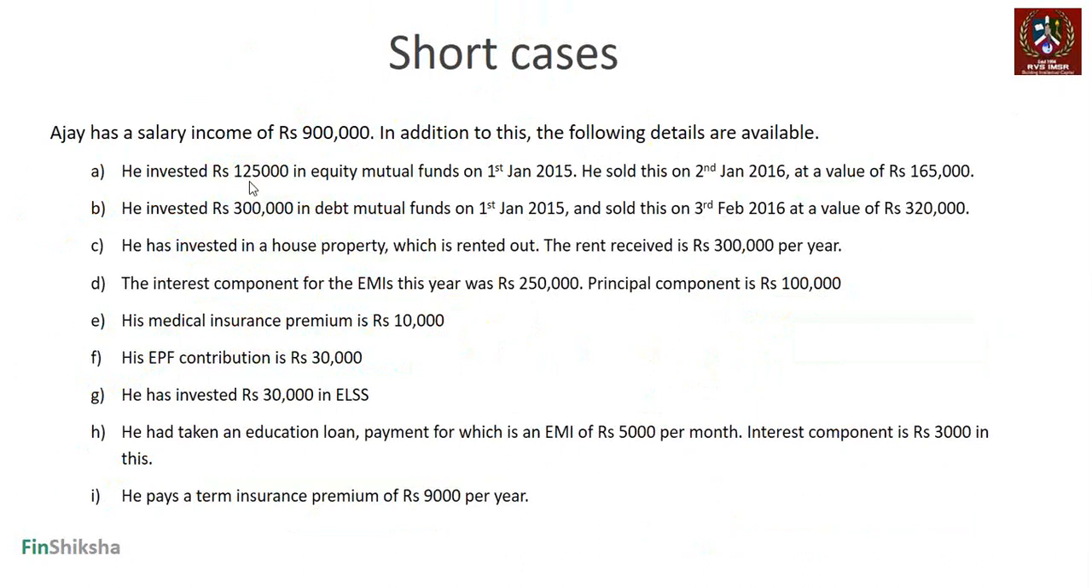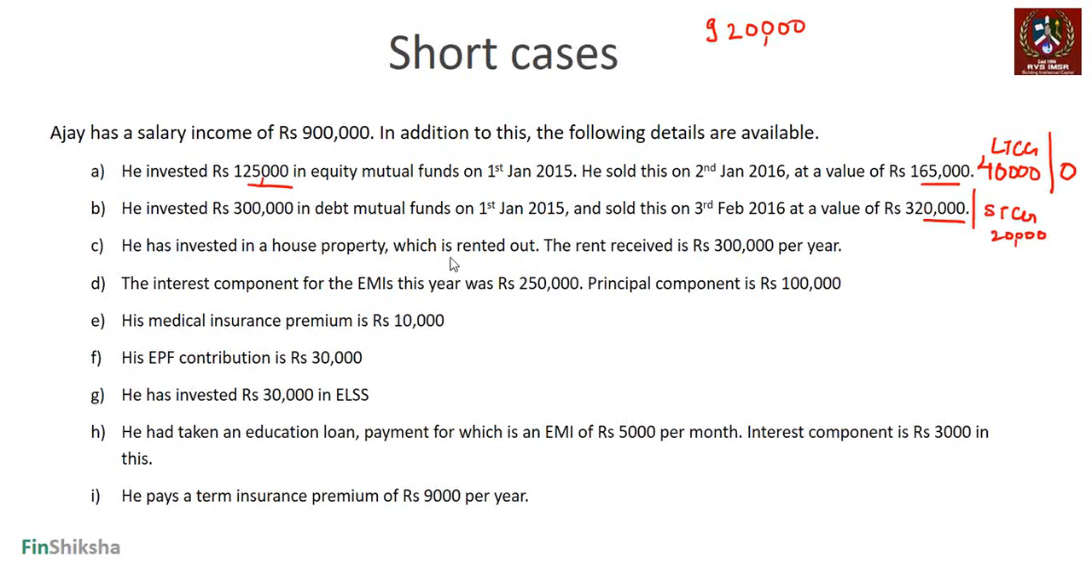He invested 1,25,000 in equity mutual funds on 1st Jan 2015, sold this on 2nd Jan 2016 for 1,65,000, a gain of 40,000 rupees, but this is long-term capital gain, zero tax on equities, right? He invested 3 lakh in debt mutual funds in 2015, sold it for 3,20,000, short-term capital gain, 20,000 rupees gets added to the income. So income becomes 9 lakh 20,000. That's my taxable income because this 20,000 is short-term capital gain. Correct? So that gets added to income tax slab.